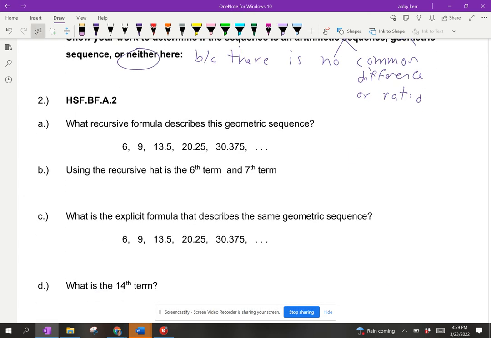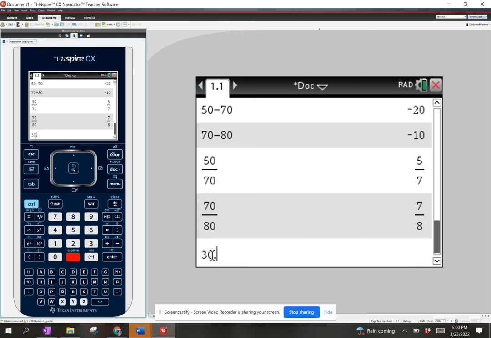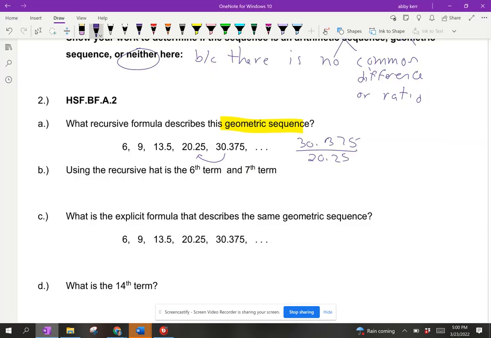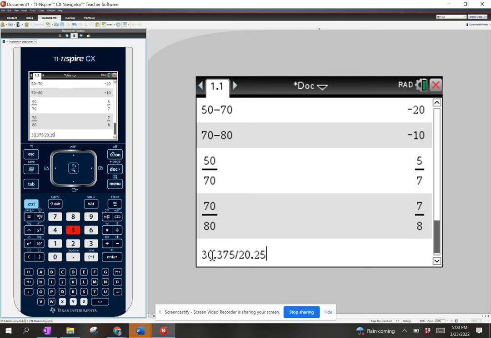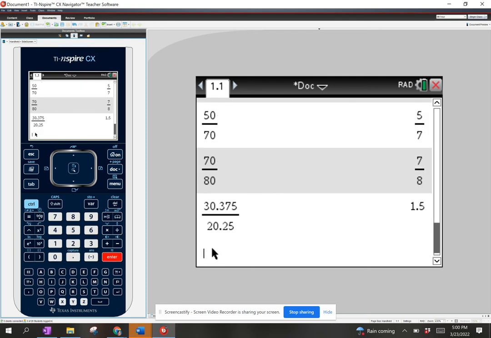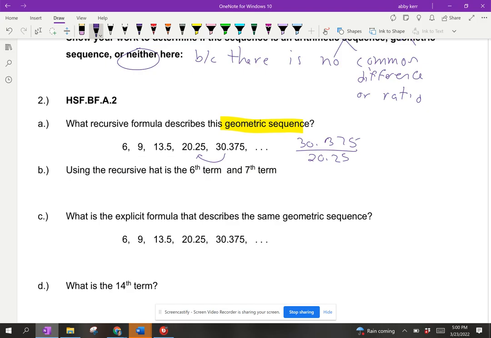Now for number 2, please note that it says geometric sequence. So we already know that we're going to be dividing. I already know that it's a sequence, so all we have to do is put this into the calculator. 30.375 over 20.25. So then my common ratio is going to be 1.5. So that's my R value.